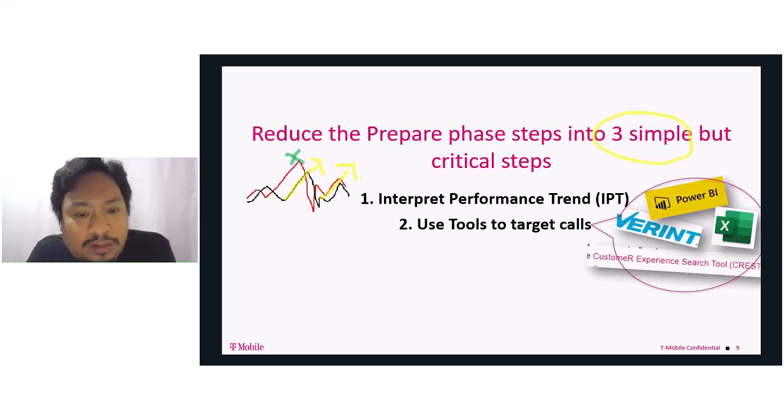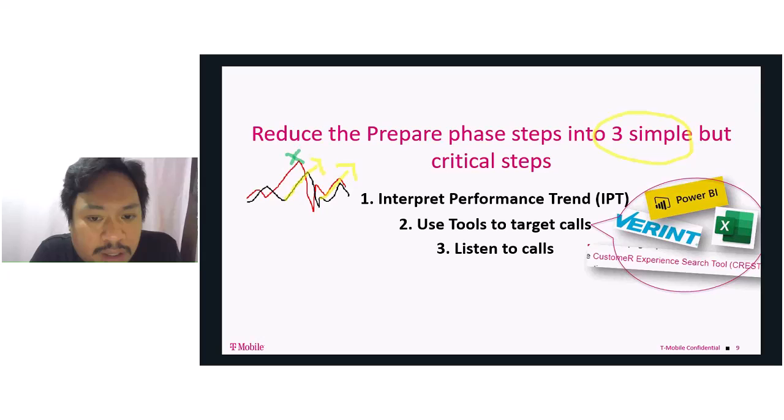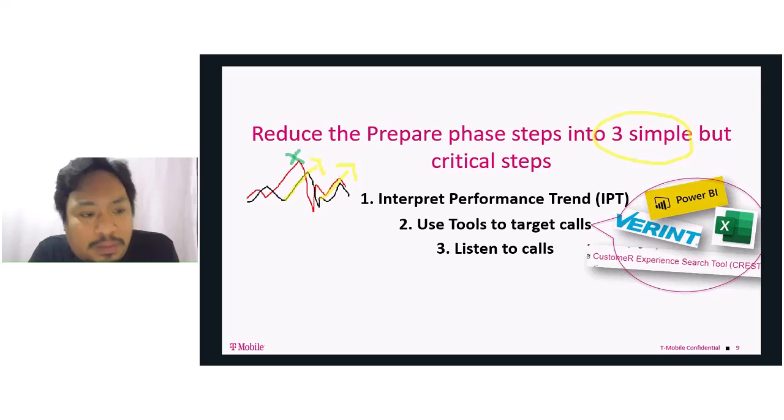Interpret my performance, then pull up my G-coin, tingnan my performance, pili ka na metric focus. Then, use Verint, use Power BI. Pull out these tools para you can get mobile numbers. You need to get mobile numbers or contact IDs. When you say mobile numbers, like you get all the mobile numbers of the callbacks within the past week. No? Let's say, nakuha mo yung mobile numbers and then listen to 3.